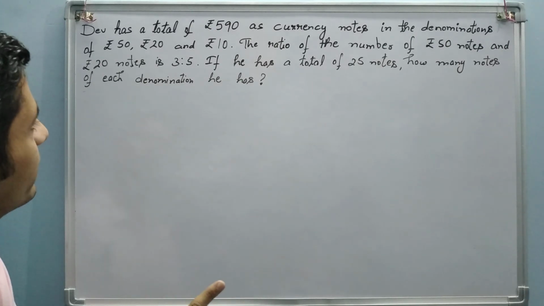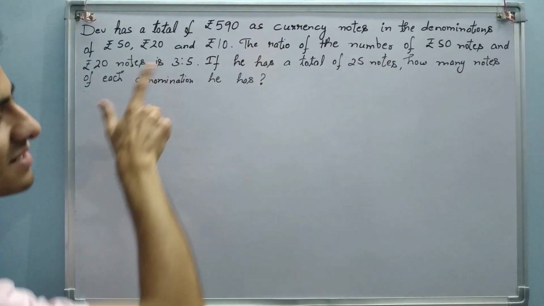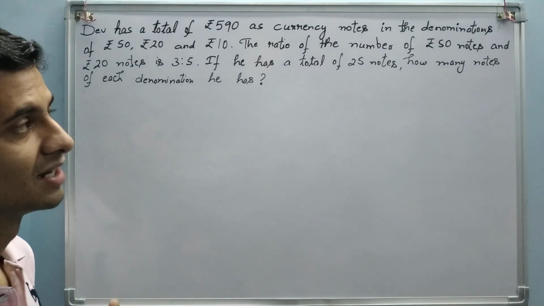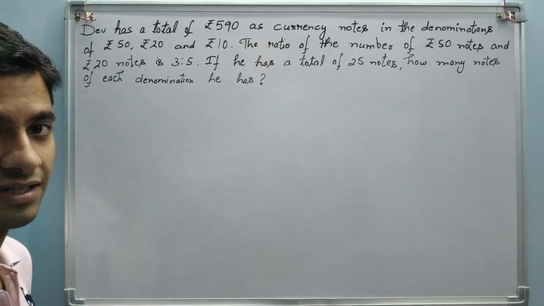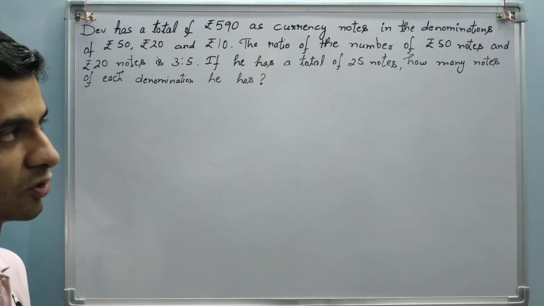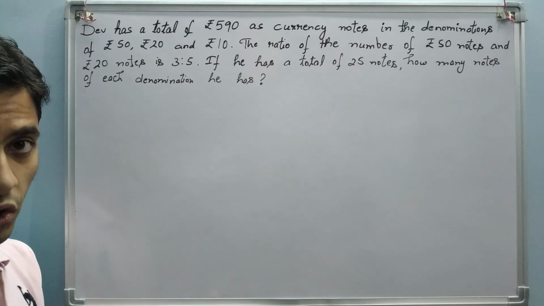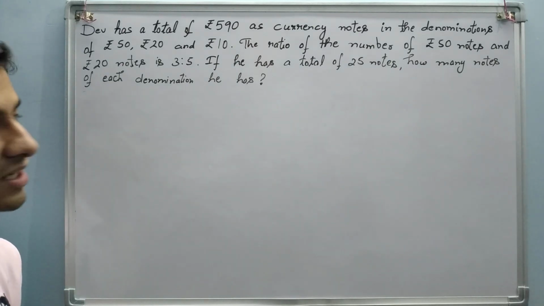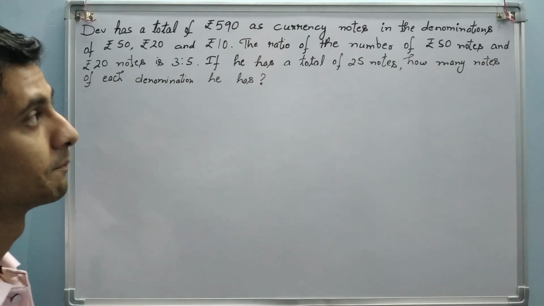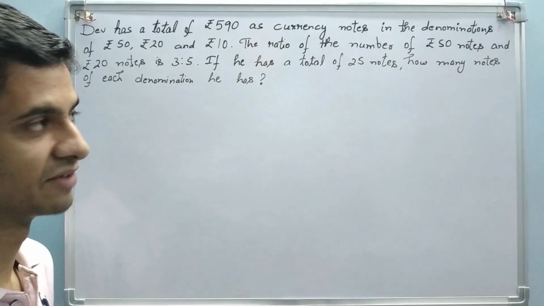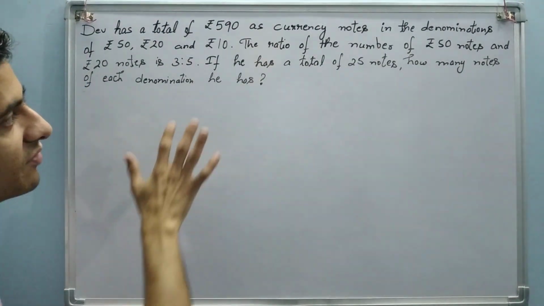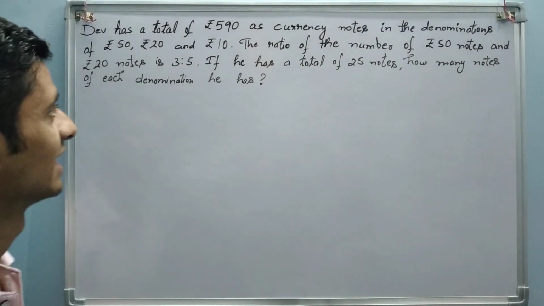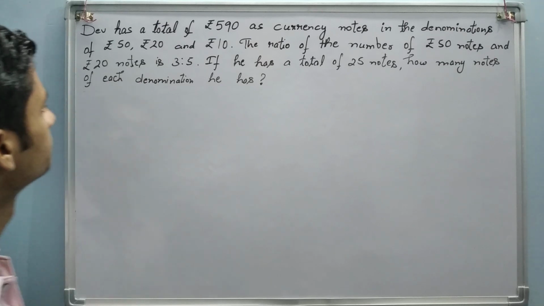Then the ratio of 50 rupee notes and 20 rupee notes is 3:5. This is also given. Means there are some 50 rupee notes and some 20 rupee notes, and their ratio is coming out to be 3:5. And the number of 10 rupee notes, we don't know. They have not given any ratio for it. But they have given that the total number of notes is 25. Now the question is how many notes of each denomination he has. This is the question. Let us start with it.